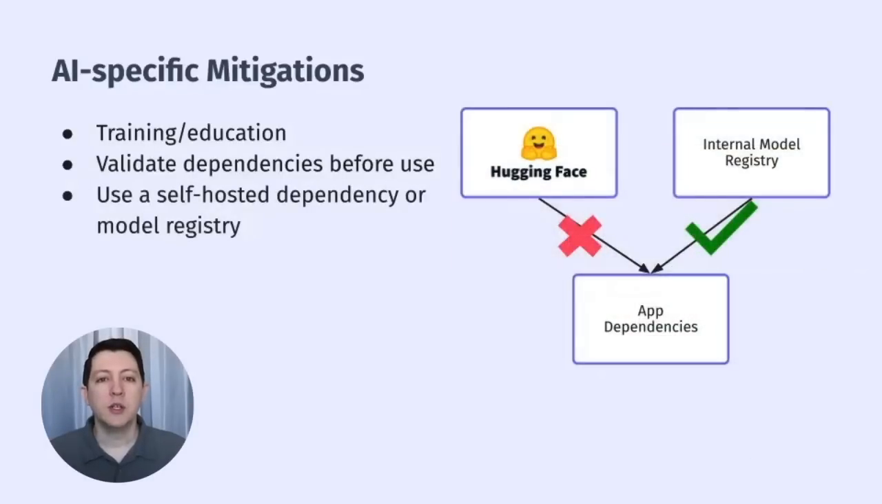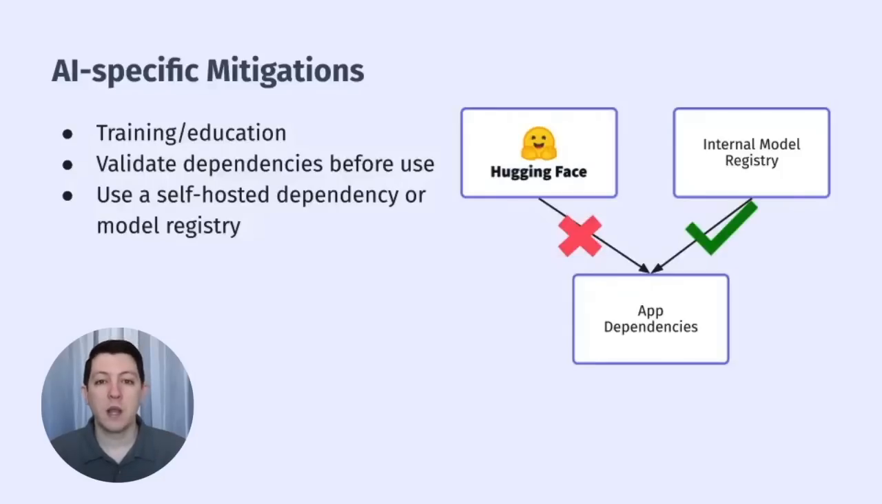The next mitigation is to use a self-hosted dependency or model registry. Now, I don't recommend this for everybody, but it is a very solid way to make sure that only known good dependencies are used. If we disallow, for example, pulling dependencies directly from Hugging Face, what we can do is have a security team or developer team who has the training to pull the right models or dependencies or what have you from Hugging Face, do the validation process, and then store those in an internal model registry. From then on, all of our app dependencies come from that model registry, and we know that they've been vetted.